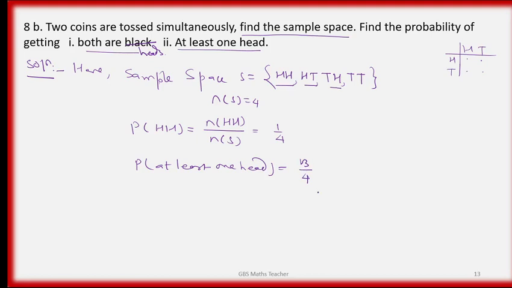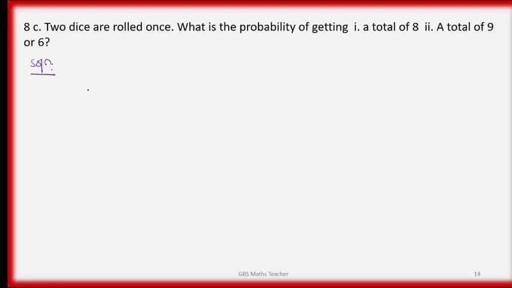Now the solution for this question. Before the solution, let me highlight the question. 2 dice are rolled once. What is the probability of getting a total of 8 or a total of 9 or 6? For this, 1 2 3 4 5 6, 1 2 3 4 5 6. This can be done roughly: 1 1, 1 2, up to 1 6 and here will be 6 6. Then dear students, we have to find a total of 8. Total of 8 हुनको लागि 6 2, 5 3.